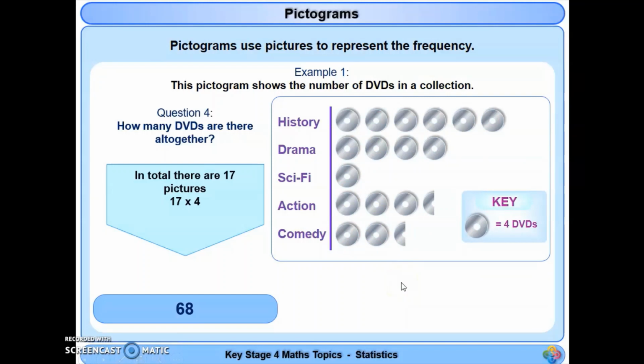So there's my first example. Just remember that in a pictogram, pictures are used to represent frequency, and we need to be aware of half images representing half of what the key is worth, or even potentially a quarter of an image or a third of an image, depending on how complex the pictograms become.